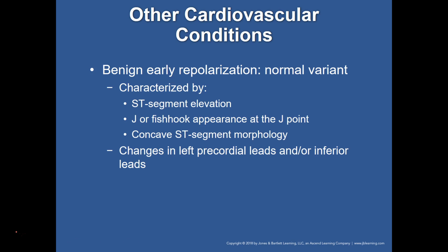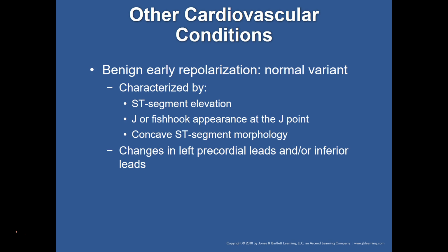So a couple things we're going to be kind of quick on. Other cardiovascular conditions, so benign early repolarization. It's a normal variant. Benign is really the word to focus in on. It almost is always a coincidental finding, something you find secondary, characterized by ST segment elevation. It also has a J or fishhook appearance at the J point. Remember the J point, where typically your QRS ends and your ST segment begins. This now appears to take on a fishhook kind of morphology.